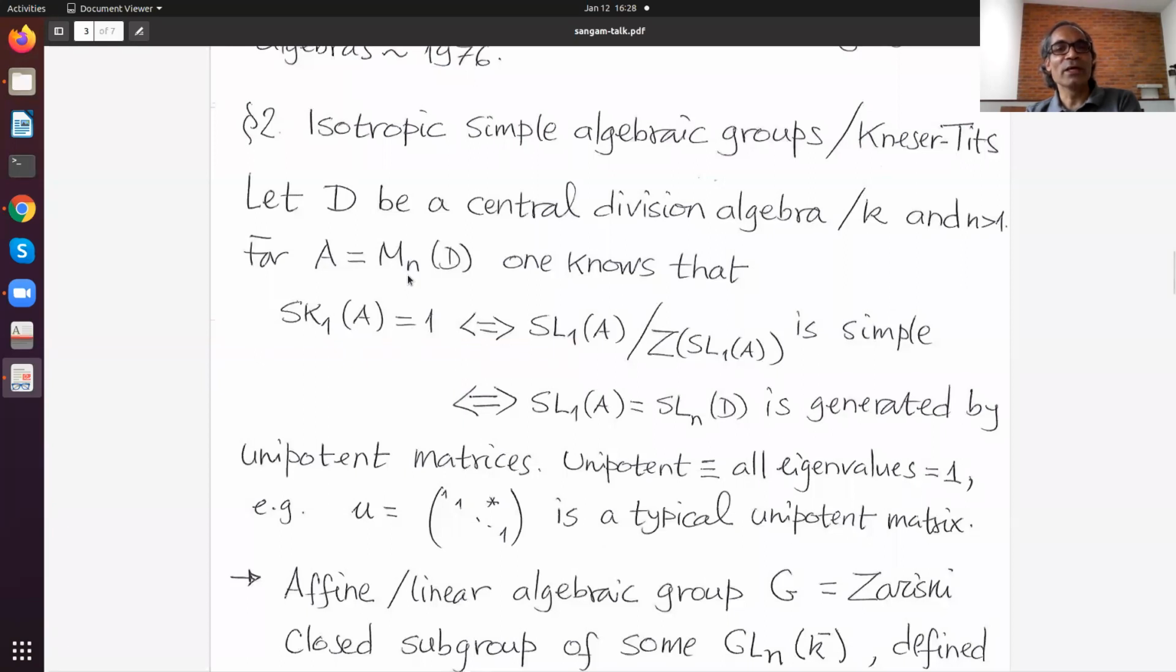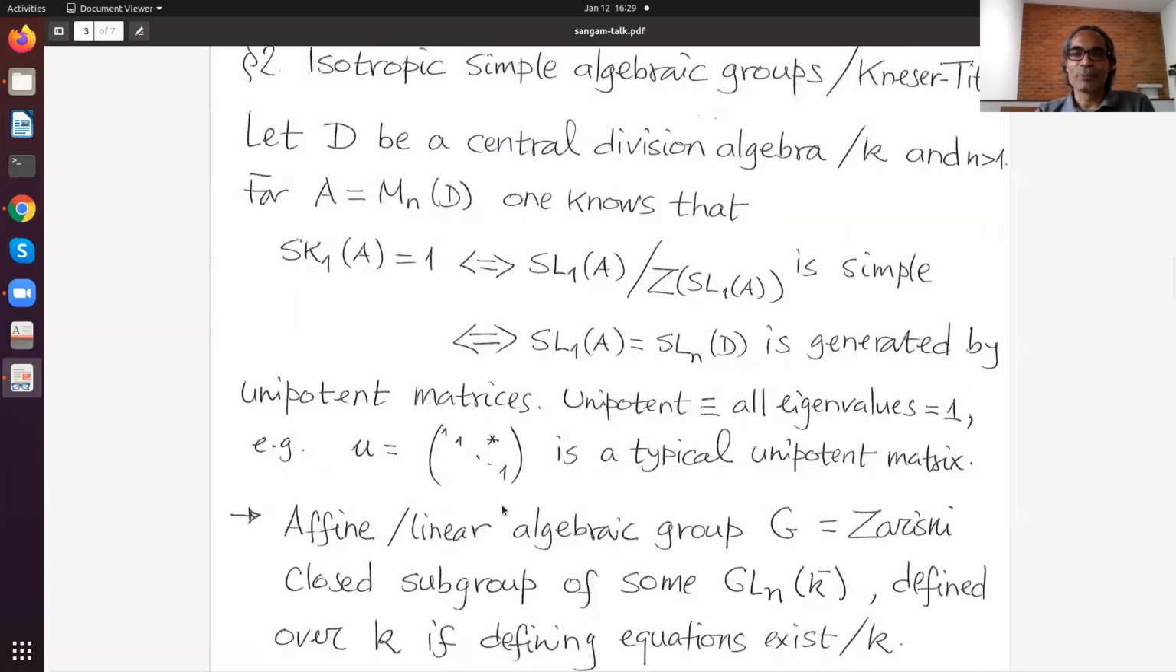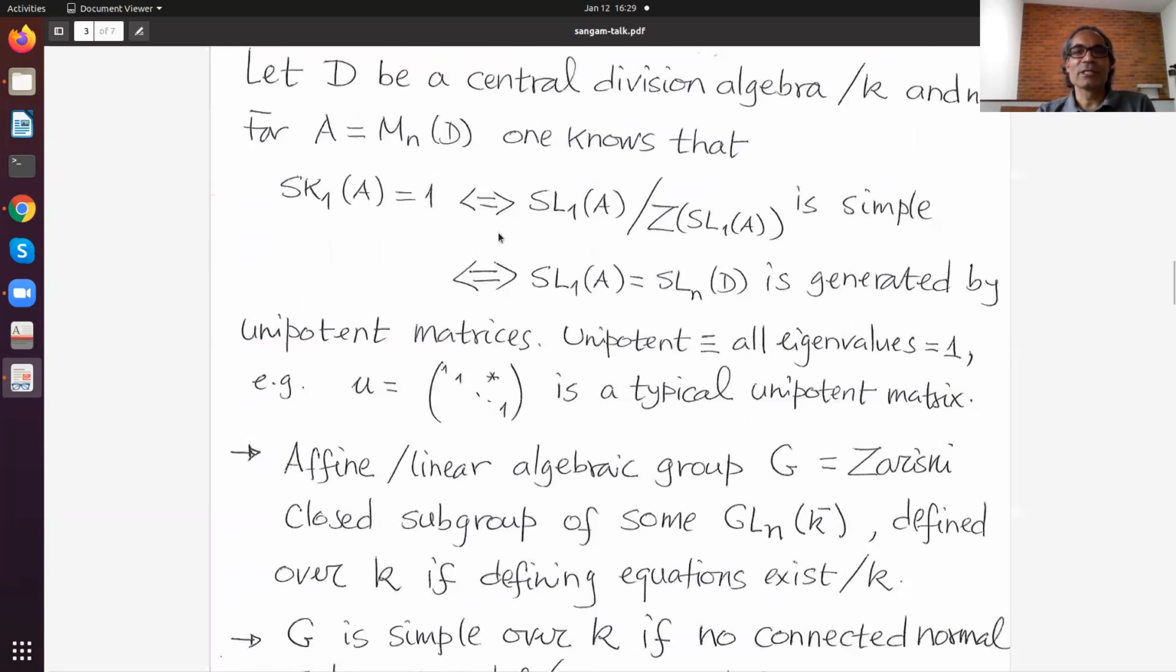Then SK1 of A is trivial is equivalent to a purely group theoretic statement, which is that the group of norm 1 elements in A, quotiented out by its center, should be a simple abstract group, as we know. Again this is equivalent to the assertion that SL_n(D), which is the same as SL1 of A, is generated by what are called unipotent matrices. The prototypical unipotent matrix has ones on the diagonal and a nonzero entry anywhere else you like, and you conjugate it around, you essentially get all of them. So these statements are equivalent. Any questions so far? Please stop me whenever you feel like.